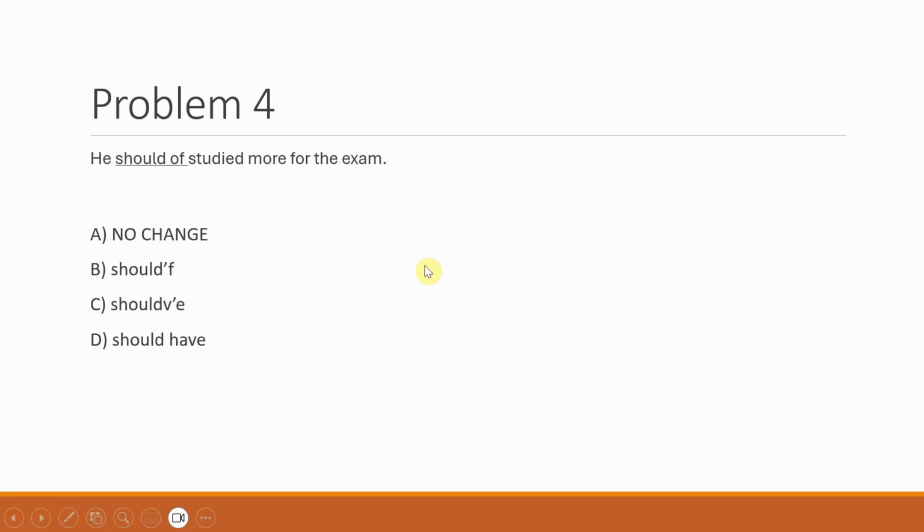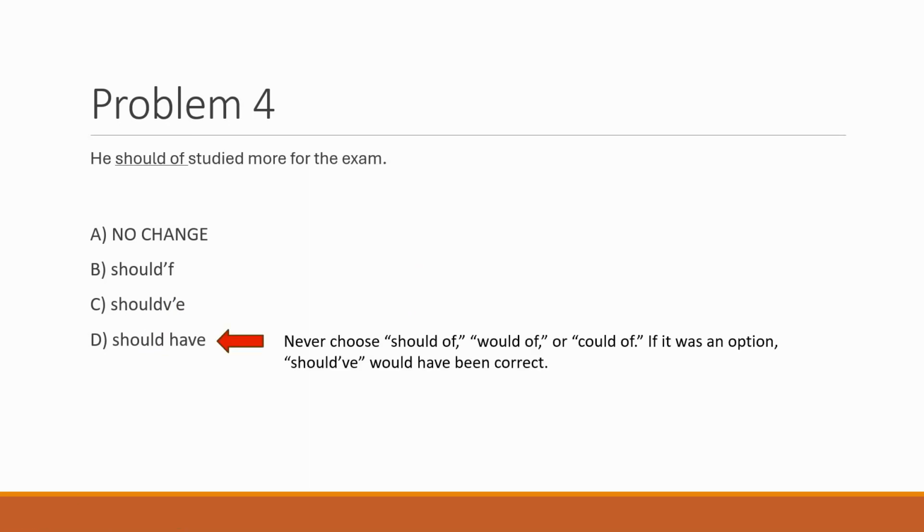So now let's go to problem 4. This answer is going to be D. I really wanted to make sure I put at least one of these in here. As I said in my concepts video, never choose should of, would of, or could of. It's a very common trick answer that the ACT likes to put, because if you read the contraction here, should've, when you're just talking, that sounds like should of. So you will often see that when this is the right answer, should of will be an incorrect answer.